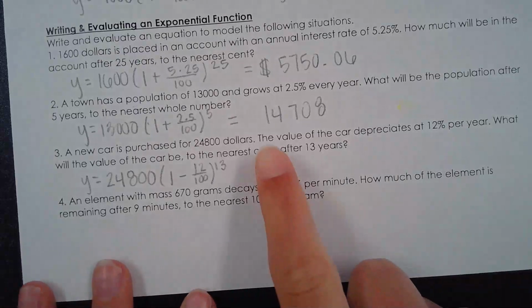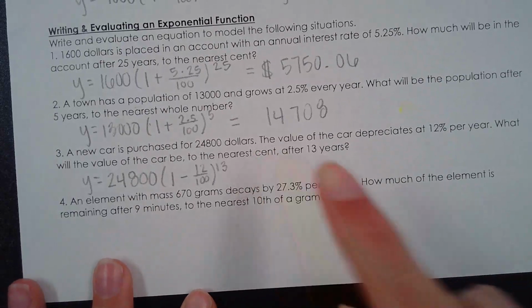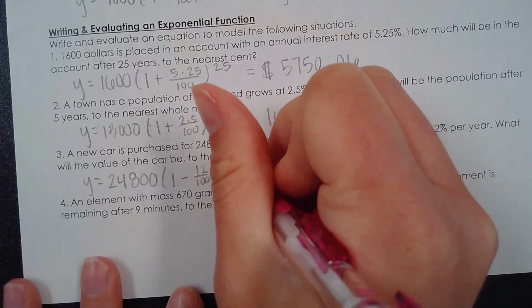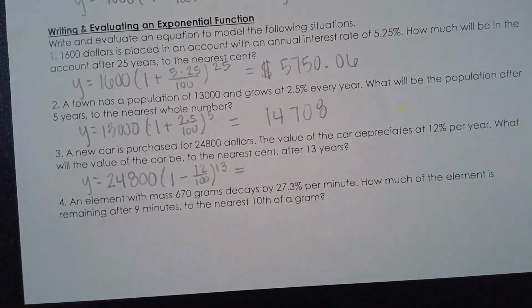It told us to round to the nearest cent again. So what does that mean? How many numbers after the decimal? 2. Like money usually does, right? Is that okay? All right, so let's type it in, and we'll round it to the nearest hundredth. That's what it's called if you're going to use the fancy math words. So 2 numbers after the decimal.